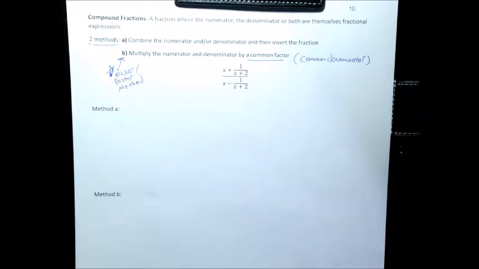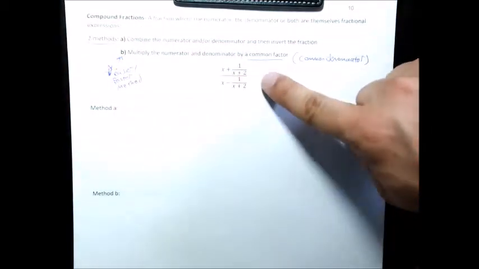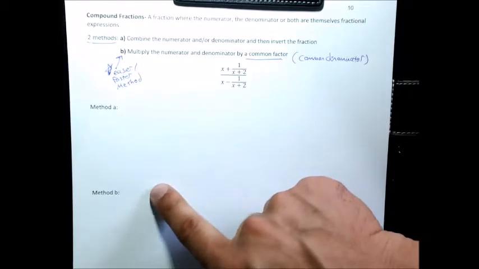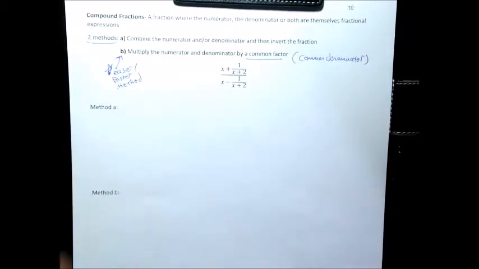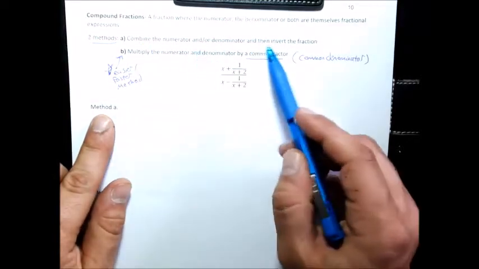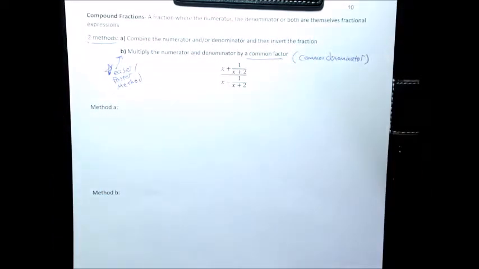So what I want to do in this, so you can see we're going to talk about this fraction. I've got two methods. I'm going to do method A and method B, and then you can decide which one you like. Okay, so method A is to just combine the numerator and the denominator. So do the addition and the subtraction, and then just invert the fraction.